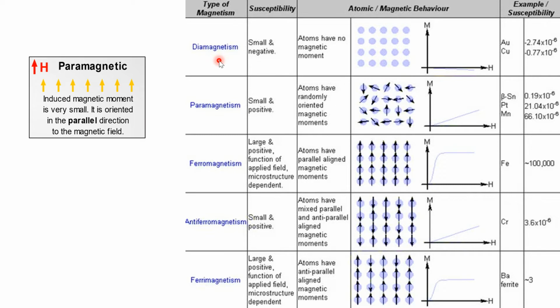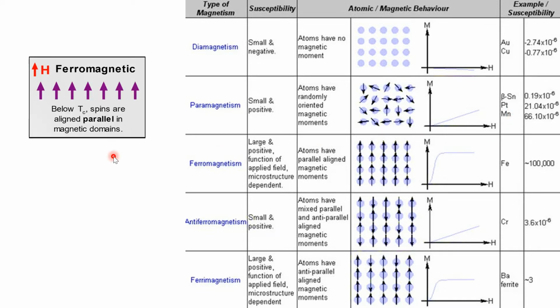Next comes paramagnetic material. For some materials, each atom will possess a permanent dipole by virtue of incomplete cancellation of electron spin or orbital magnetic moments. That is the case in paramagnetic material. Even though they possess a net magnetic moment, they are randomly oriented, and as a result most of them will cancel each other out. Only a few will remain uncancelled, and as a result the magnetism of the material will be very small. The induced magnetic moment is very small and will be oriented in the same direction as the applied magnetic field. The susceptibility will be small and positive. Certain examples include platinum, manganese, etc.